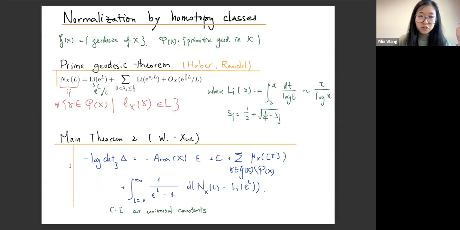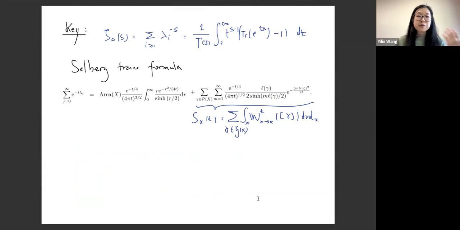What we show is that the log determinant of the Laplacian is again written as some area, which is a function of genus times some universal constant, plus another universal constant, plus a renormalization of the total mass of Brownian loops, now classified using their homotopy class. The proof of it again uses the Selberg trace formula, which in fact relates the spectra to the lengths of geodesics, which we just interpret in terms of Brownian loops.